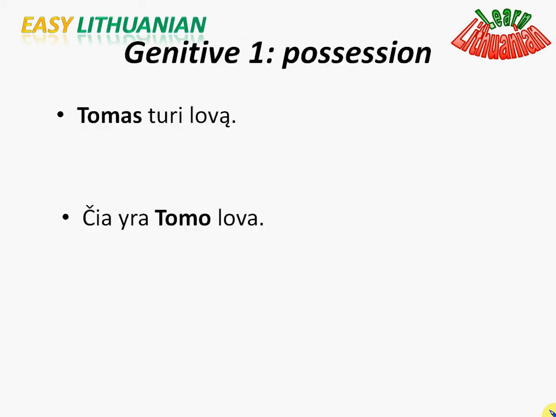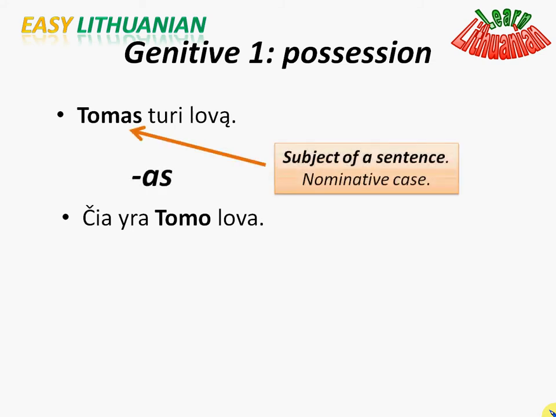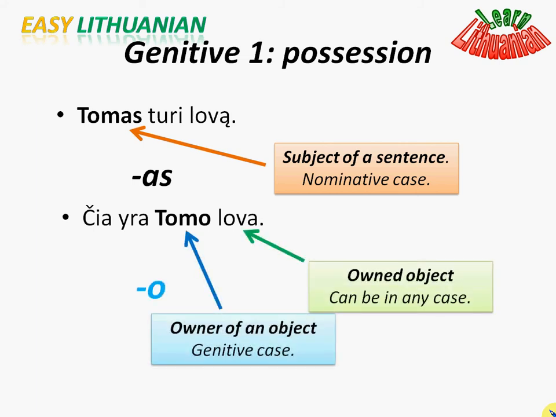Let's see the first usage in more detail. Tomas turi lovą. Tom has a bed. Tomas is the subject, nominative case. The second sentence is: Čia yra Tomo lova. Here is Tom's bed. Tom is the owner of the bed, and it's in genitive case.